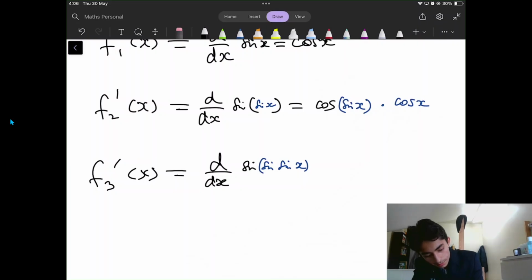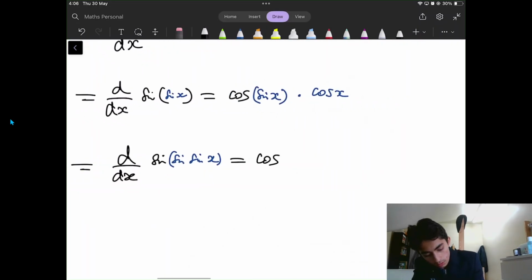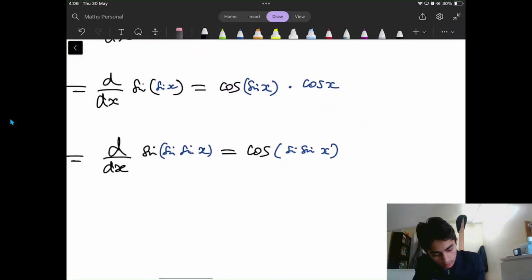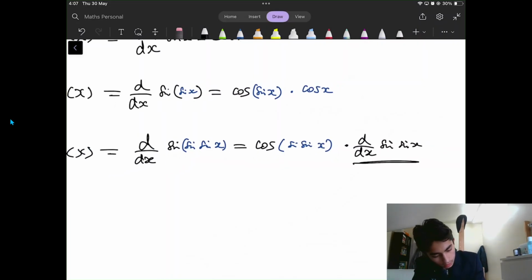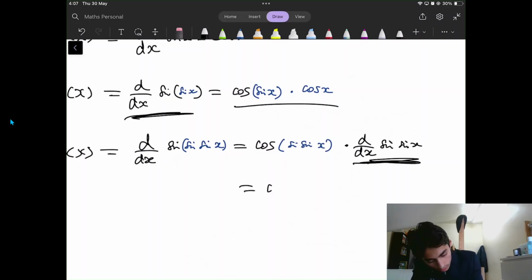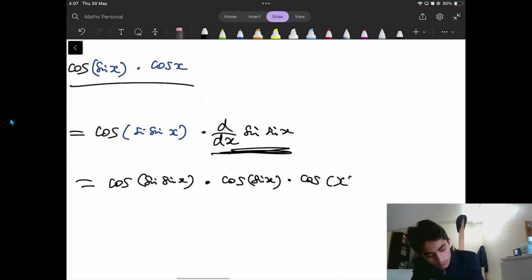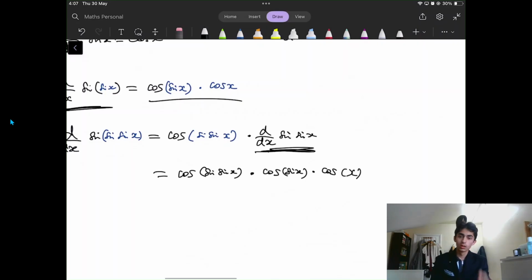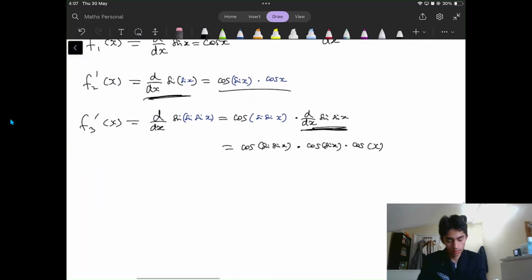Right? And the derivative of that is, well, you get first of all cosine of the same exact argument multiplied by the derivative of the inside, d over dx of sine of sine of x. Luckily, we already know what that is. That's just cosine of sine of x times cosine of x. So you get cosine of sine of sine of x multiplied by cosine of sine of x multiplied by cosine of just x. No sine, just x, right? So that's the derivative of the third iteration of the function.